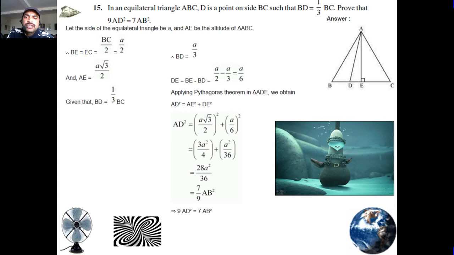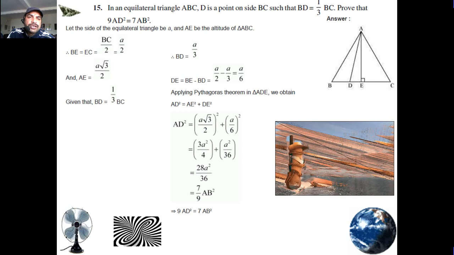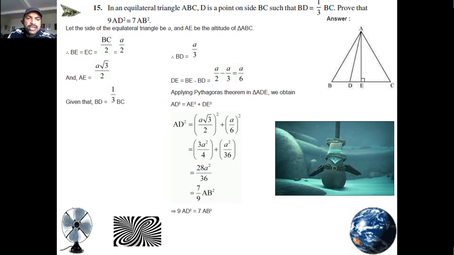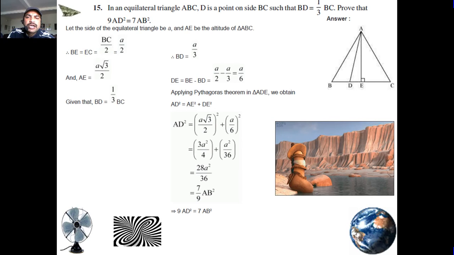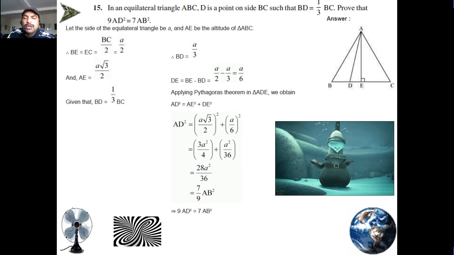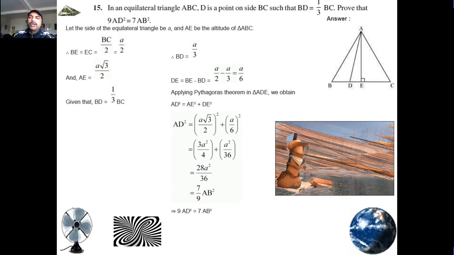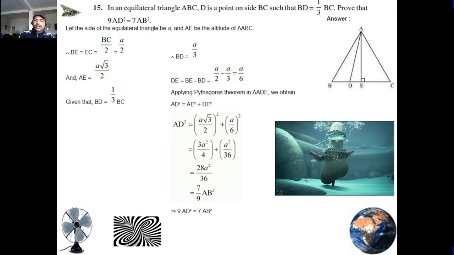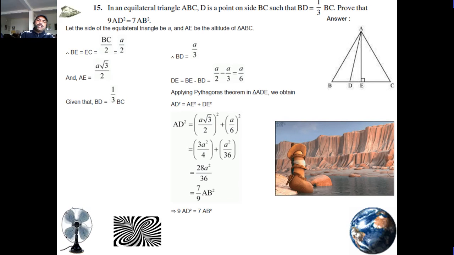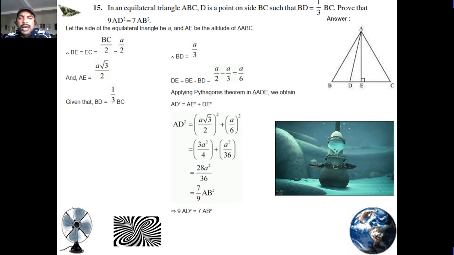In an equilateral triangle ABC, D is the point on side BC such that BD is equal to 1 by 3 BC. Prove that 9AD square is equal to 7AB square. Answer has the figure. Let the side of the equilateral triangle be a and AE be the altitude of triangle ABC. BE is equal to EC equal to BC upon 2, a upon 2. AE is equal to a root 3 upon 2. BD is equal to 1 upon 3 BC. BD is equal to a upon 3. DE is BE minus BD, which is equal to a upon 2 minus a upon 3, equal to a upon 6.